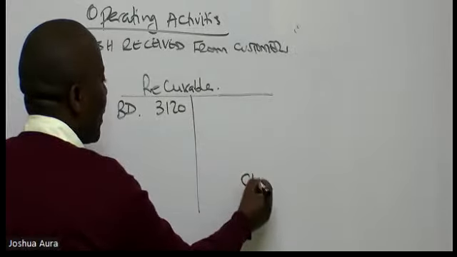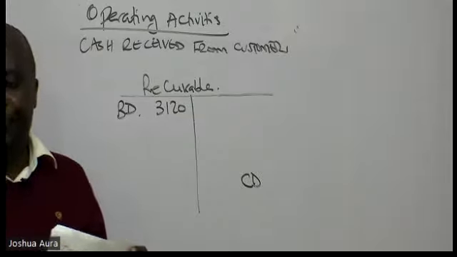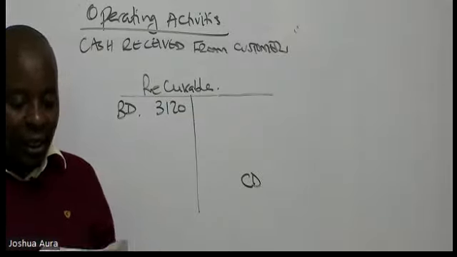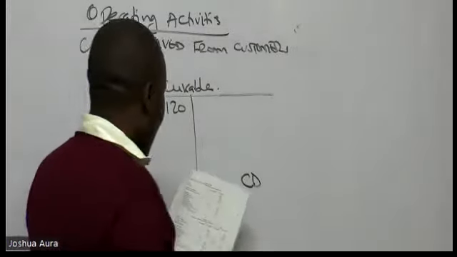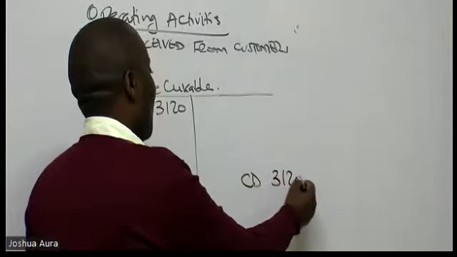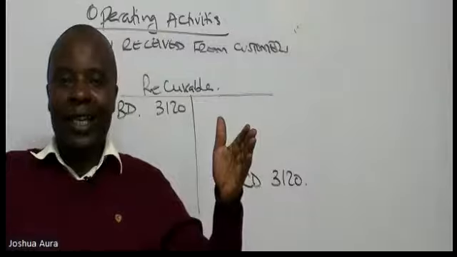How about balance carried down? Again, 3120. You guys are bright. So we have here 3124. Yes, both of them. So we have receivables at the beginning, receivables at the end.